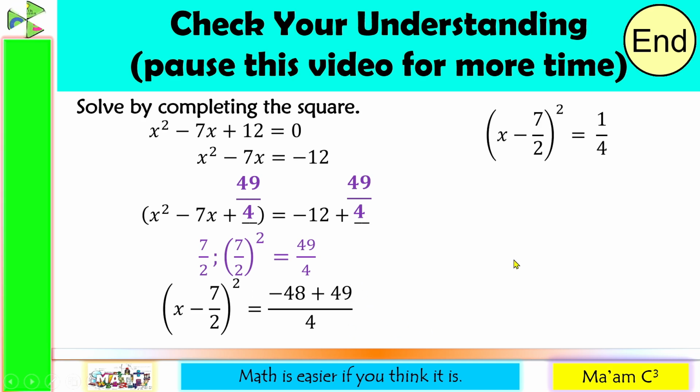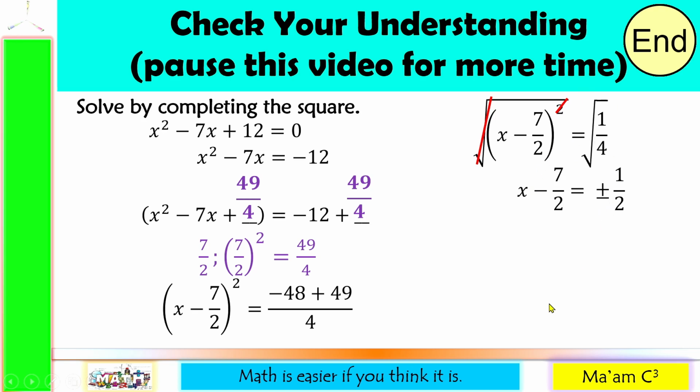Now we can extract the square roots of both sides. So this radical symbol and the exponent will simply cancel out. The square root of 1 is 1. The square root of 4 is 2. Since our c is greater than 0, then we have positive and negative square root of 1/4, and that is 1/2. Let us move negative 7 over 2 to this side.